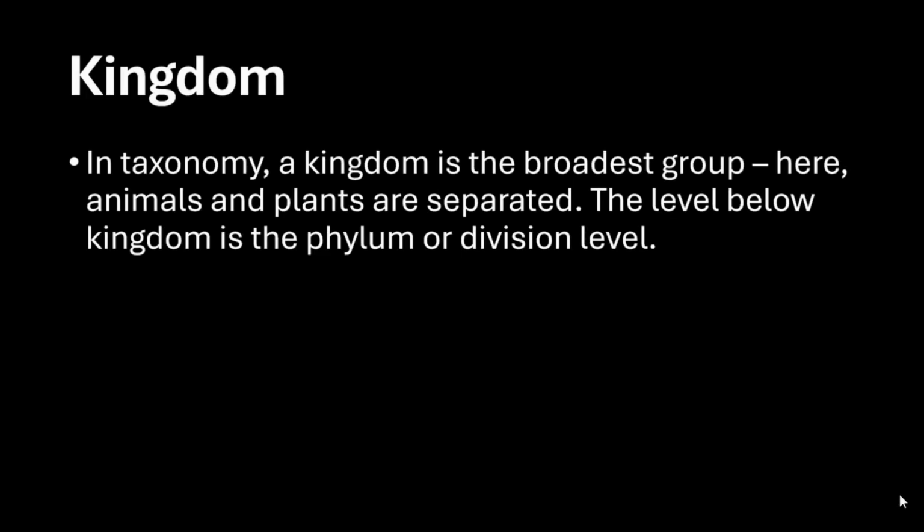Kingdom. In taxonomy, a kingdom is the broadest group. Here, animals and plants are separated. The level below kingdom is phylum/division.